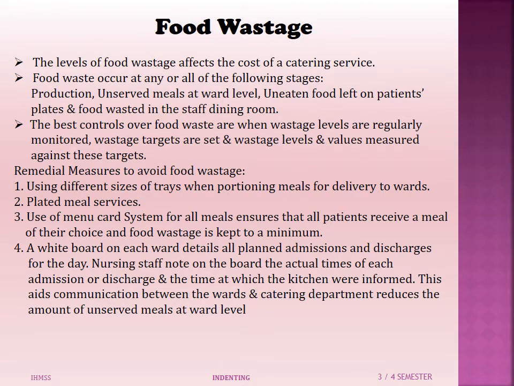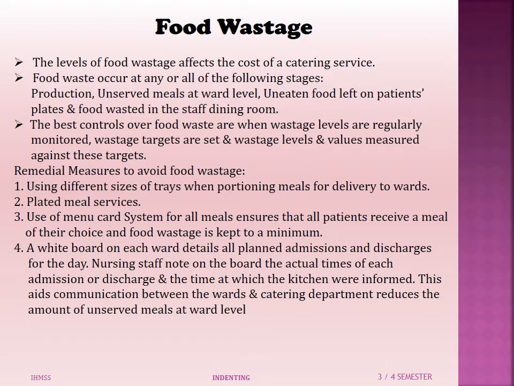Food waste. The level of food waste affects the cost of the catering service. Food waste occurs at any or all of the following stages: production, unserved meals at ward level, uneaten food left on the patient's plate, and food waste in the staff dining room. The best control over food waste is when wastage levels are regularly monitored, wastage targets are set, and wastage levels are measured against these targets.